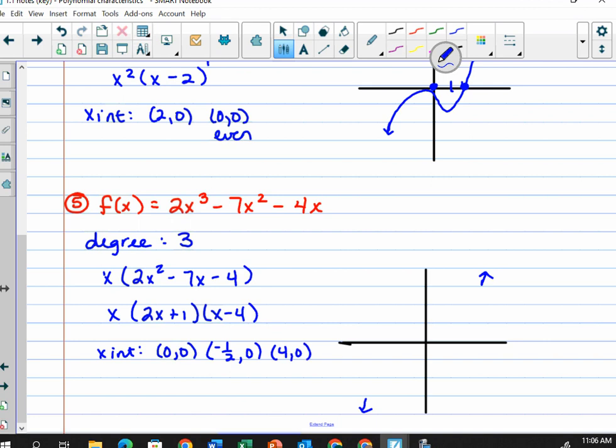Do I have multiplicity on any of those? No. Okay, so they just are. So negative a half, 0, 0, 0, and 4, 0. So what this means is you cross the x-axis, you cross the x-axis, you cross the x-axis. And you already found your y-intercept because it was 0, 0. We're going to keep practicing this, but I think you guys are doing pretty well with the process, right? It's a lot of pieces, just do them one at a time.